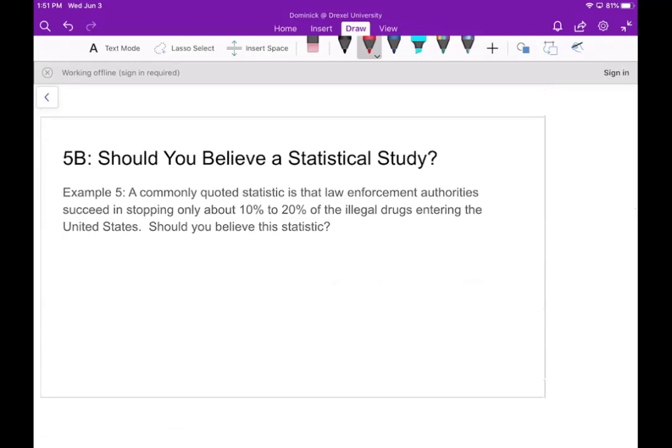Okay, now in example 5, we have that a commonly quoted statistic is that law enforcement authorities succeed in stopping only about 10 to 20% of the illegal drugs entering the United States, right? So now, should you believe this statistic? Now, this is tough to believe.